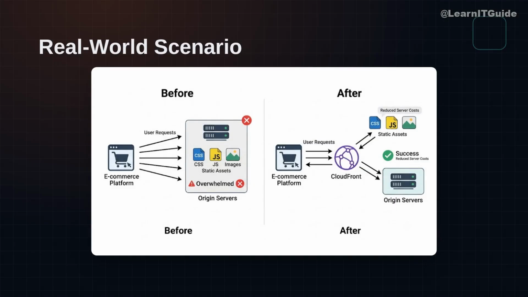Consider this real-world scenario. An e-commerce platform serving 5 million monthly page views saw checkout failures during a flash sale. Their origin servers were overwhelmed by static asset requests. By moving all CSS, JavaScript, and image assets to CloudFront, they offloaded 90% of the traffic from their backend. The result was a 60% reduction in server costs and zero downtime during the next peak event. This is the kind of impact CloudFront delivers.